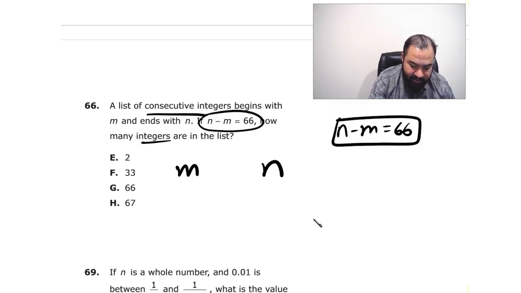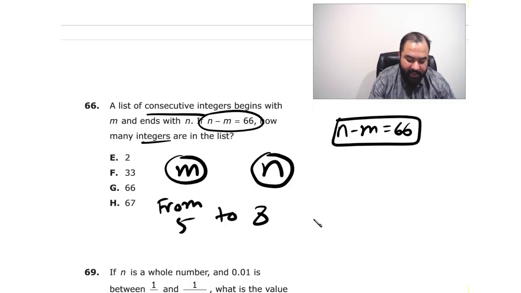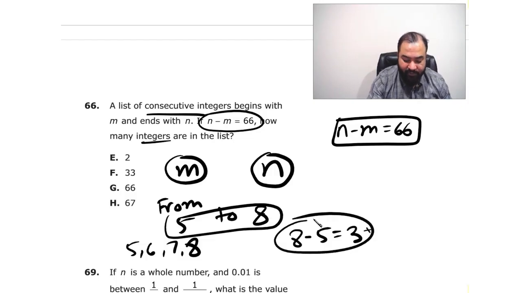Forget about n minus m for a moment. It starts with m, this is the beginning, and ends with n. So how many integers are there? Let's think about it. If I ask from 5 to 8, how many integers are there? You can say, just 8 minus 5, 3. But that's not true. If you list 5, 6, 7, 8, there are actually 4 integers. So after subtracting, you have to add 1.